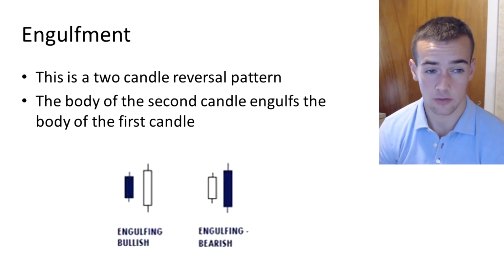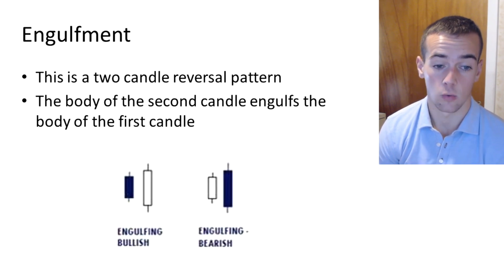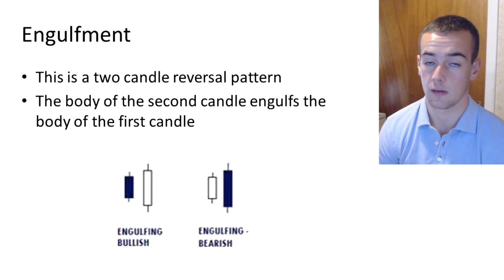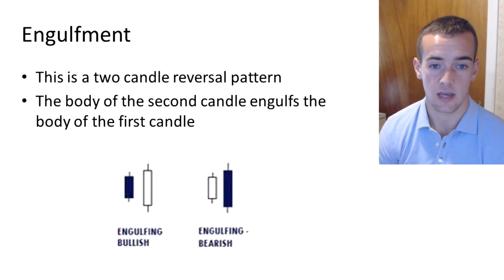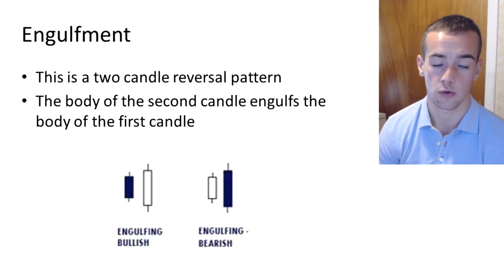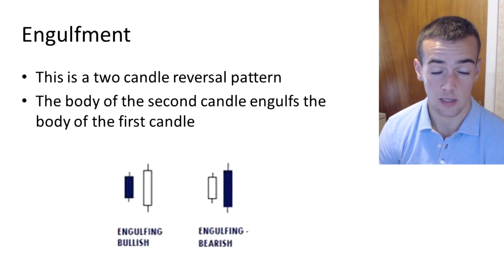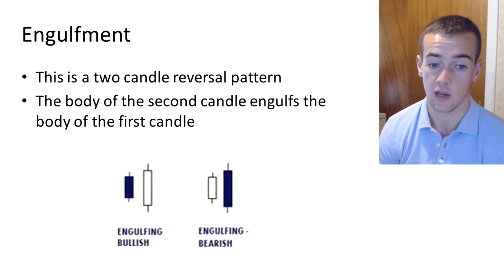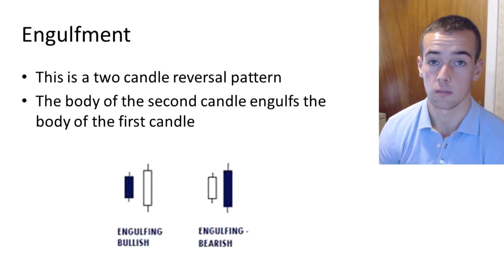Okay, so the next pattern is called engulfment, and this is a 2-candle reversal pattern. So we have bullish engulfment and then bearish engulfment. So there are 2 different patterns here. The body of the second candle engulfs the body of the first candle. So if it's a bullish engulfment, you will see a wider bullish candle, and if it's a bearish engulfment, you will see a wider bearish candle. And that is indicated by the color of the body itself.